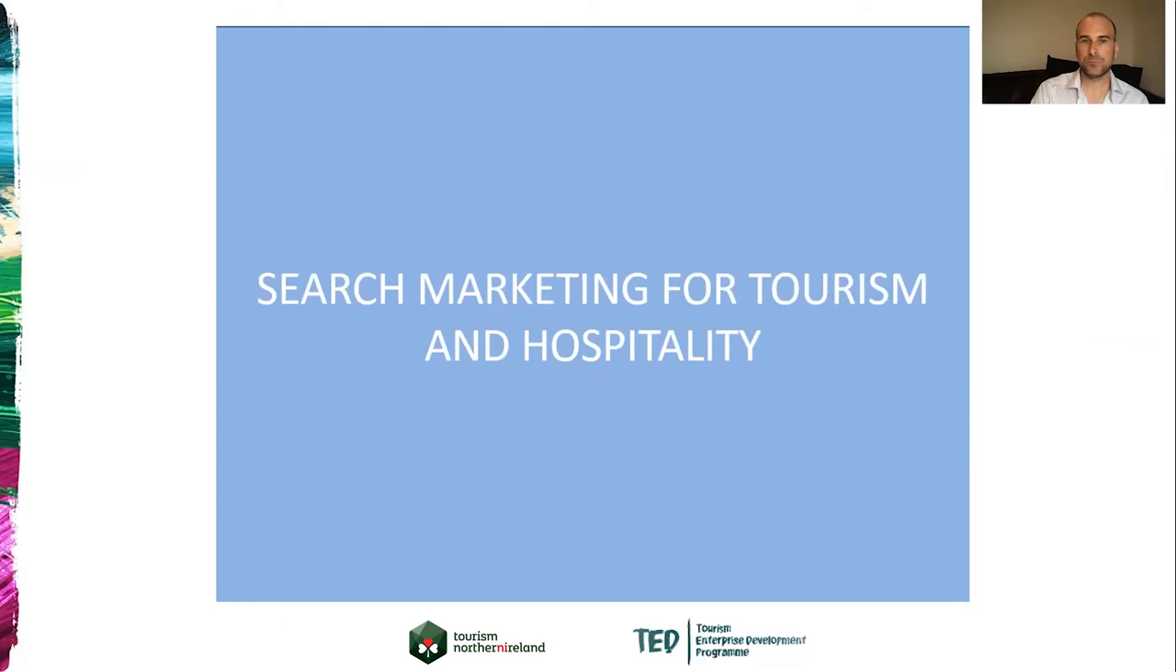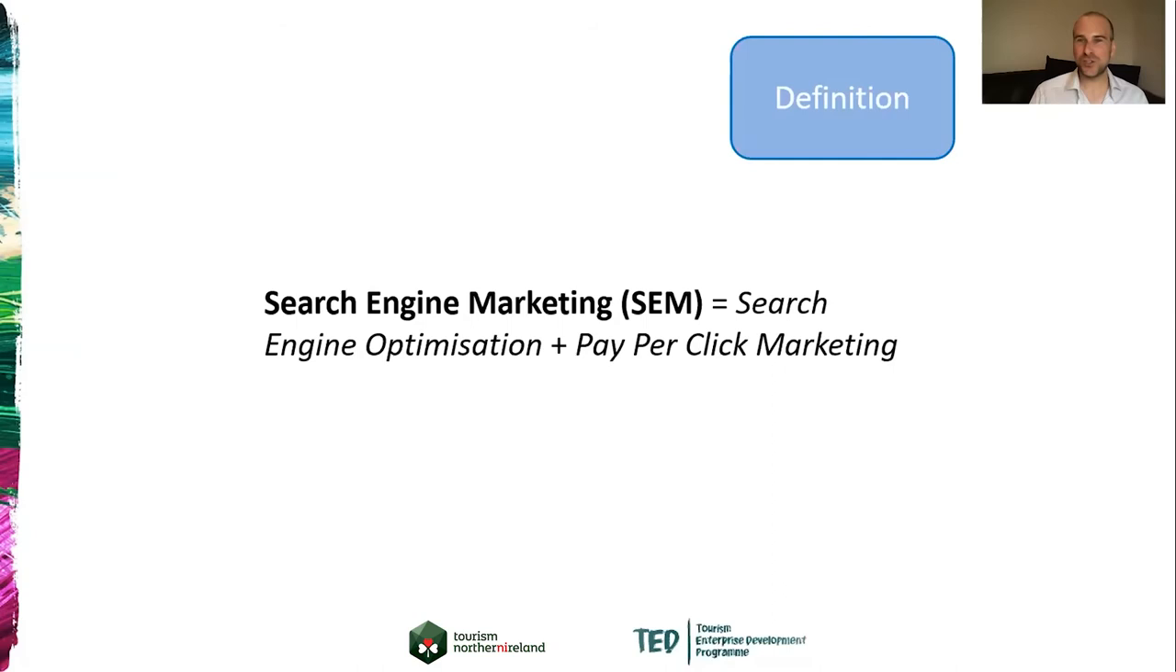The next chapter that we're going to look at, following on from social media, is search marketing for tourism and hospitality. Search engine marketing is the overall term for search engine optimization and pay-per-click marketing. Search engine optimization is the process of increasing the visibility of your website in the organic search engine rankings in search engines such as Google. And pay-per-click marketing is paid advertising, where you're using, for instance, Google AdWords to increase the visibility of your website in Google, but you are paying on a pay-per-click basis to Google for that visibility.